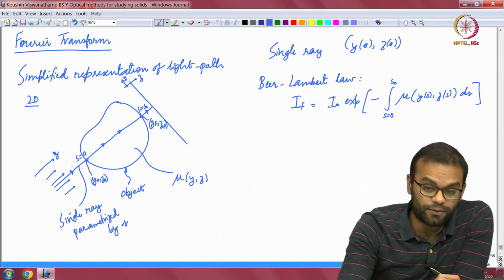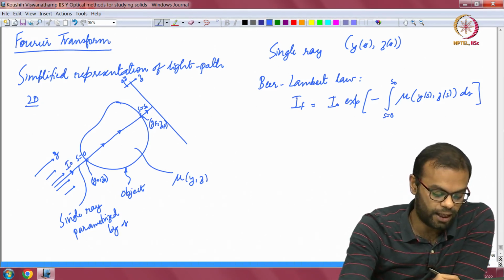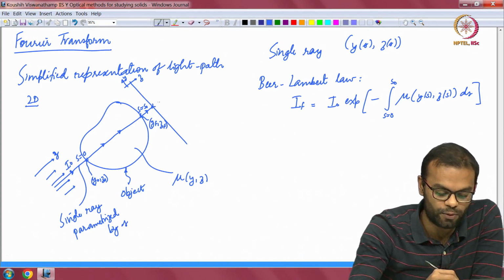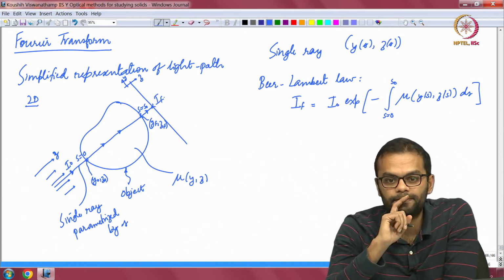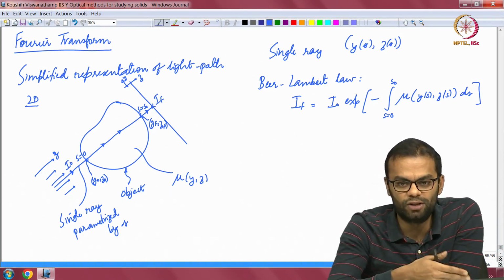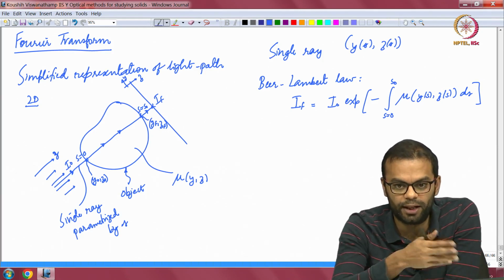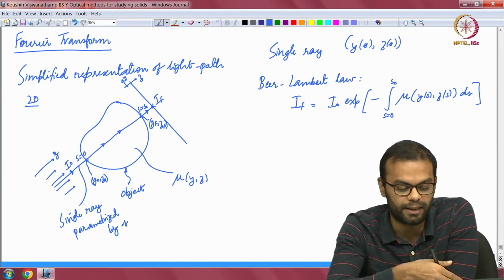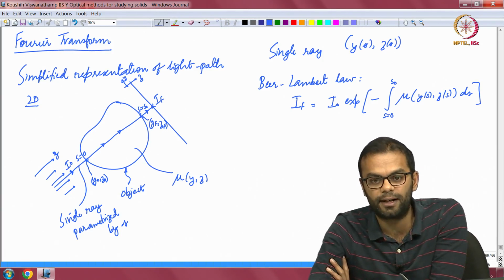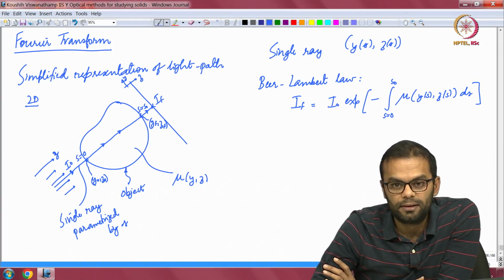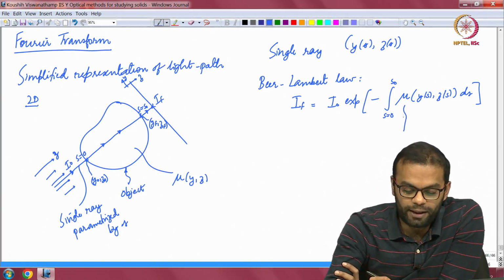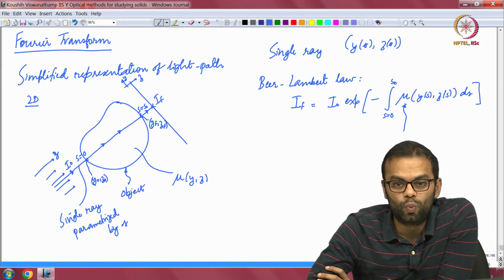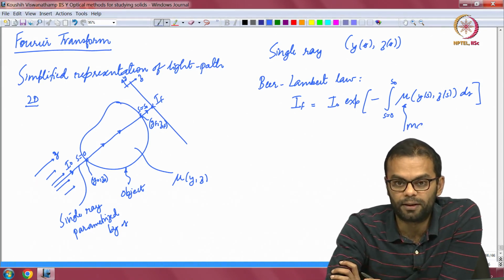So I naught, of course, is the initial intensity you had when the light wave was entering, and IF is what you pick up on the screen. And we will assume that there is no absorption in the material surrounding the object. Of course there is a light X-ray going through air or whatever, it is practically 0. Okay. So the material property is really encoded here in mu. This is your material property.